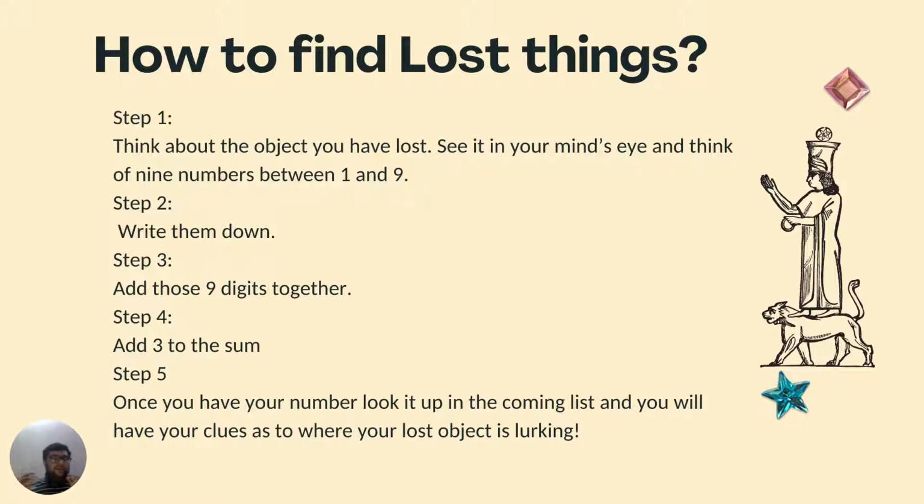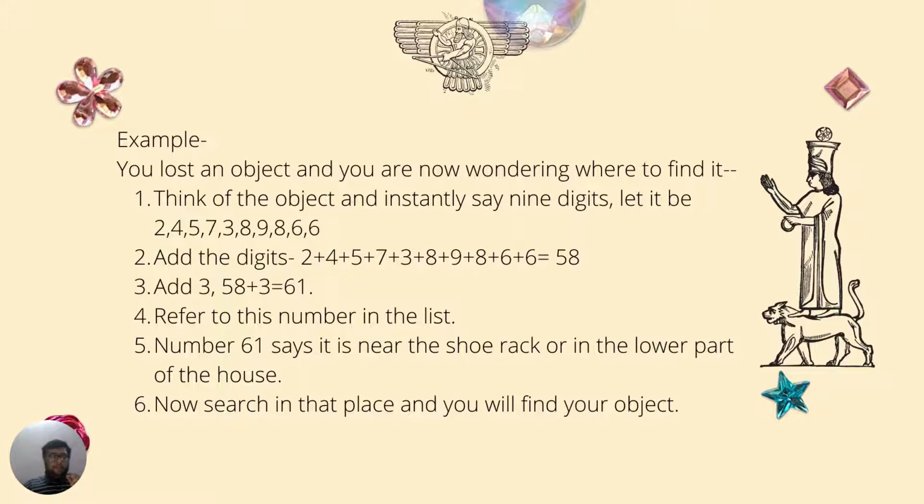So it is a very easy process, a very interesting process through which you can get some hints regarding where you have kept your lost things. So let's understand it better through the help of an example. So let's say that you have forgotten your papers, some papers or some keys or anything, and you want to find it. So just think of that object, and in this example we have taken these 9 digits: 2 4 5 7 3 8 9 8 and 6.